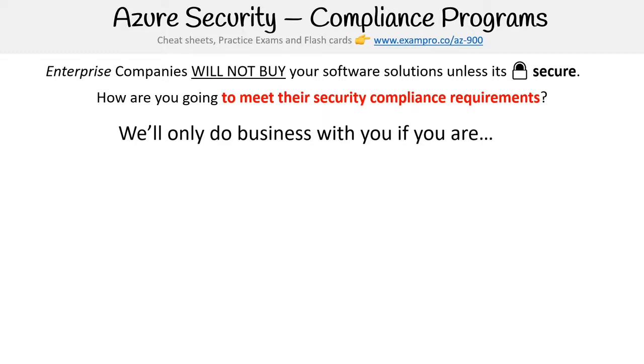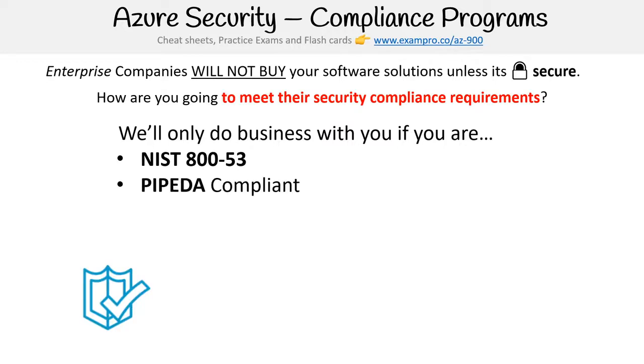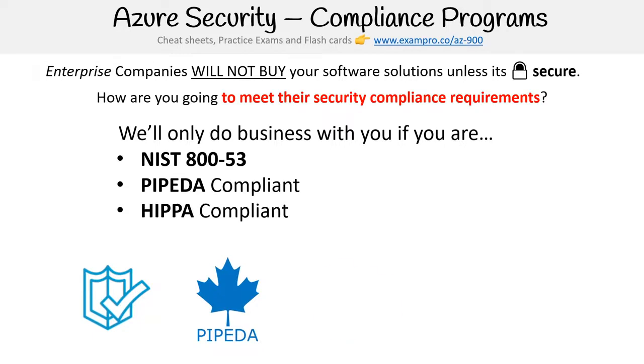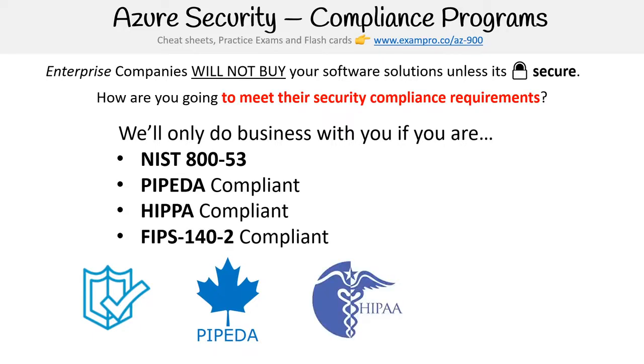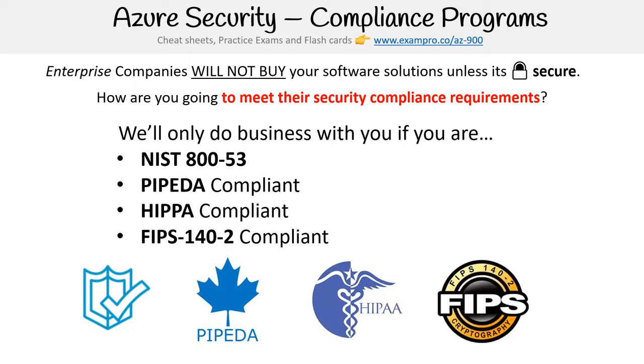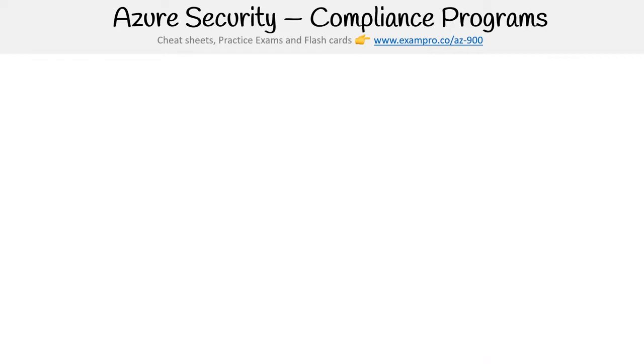Basically, an enterprise company is going to say to you, we'll only do business with you if you are NIST compliant, or if you are PIPEDA compliant, or if you are HIPAA compliant, or if you are FIPS 140-2 compliant. You might say, well, that's a lot of stuff, but after a while, you just start to remember them. At first, it is extremely daunting, but I thought it'd be fun to go through some of the compliance programs, and it actually might show up in your exam. They might ask you about some of these programs. So we'll just go down the list.